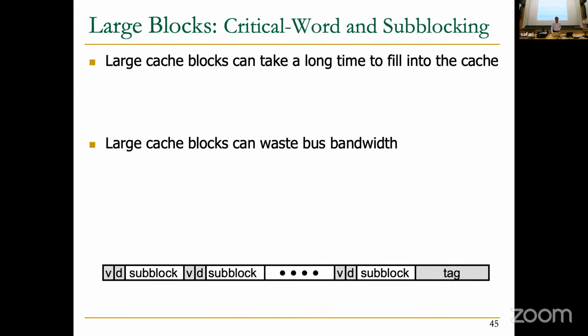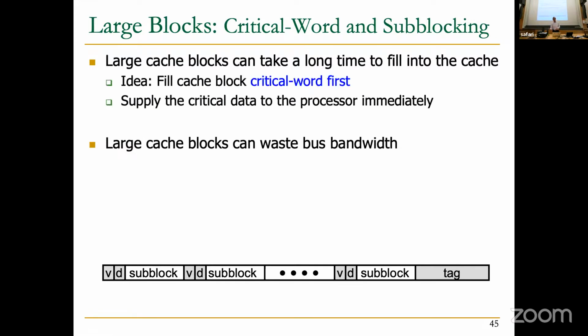Okay, so large blocks, basically, I foreshadowed this point. Large blocks can take a long time to fill or to place into the cache. So what a lot of processors today do is they do critical word first, assuming you know this information. At the first level, for example, you know the information that, oh, this load requires this word in this block. So you try to fetch that word first from memory and bring that first, as opposed to the entire block. So you prioritize basically what you fetch within the block. So supply the critical data to the processor immediately.